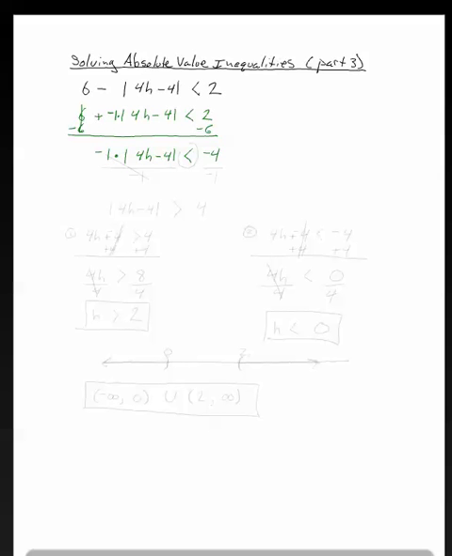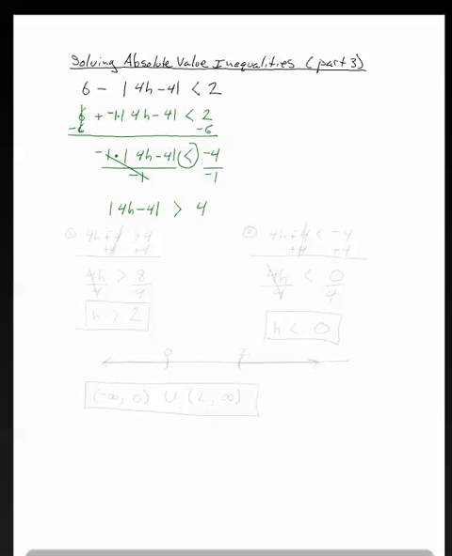But we haven't quite isolated the absolute value yet. We still have to get rid of the multiplication of negative 1. So we divide by negative 1. Now whenever we divide by a negative, we need to flip that inequality sign. So these are going to cancel, and we have the absolute value of 4h minus 4. Flip that inequality sign, and then negative 4 divided by negative 1 will give us positive 4.